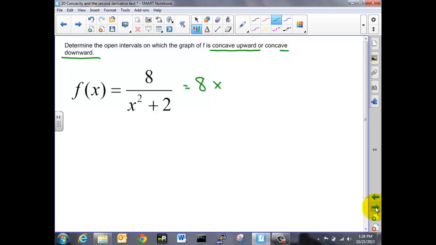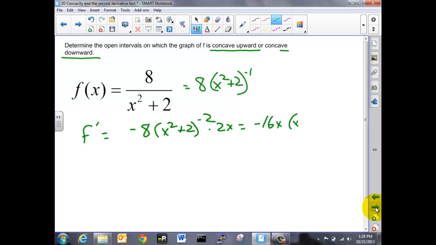So I'm going to say f prime is negative 8 times x squared plus 2 to the negative 2 times 2x, which is negative 16x over x squared plus 2 squared. That's what I got, something like that. That's my first derivative. Will that allow me to answer the question? No. Good. So now we need to find the second derivative.